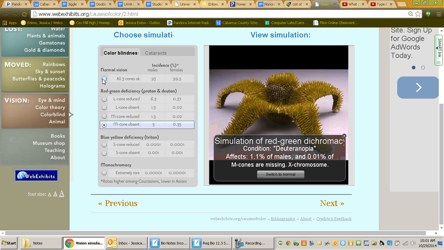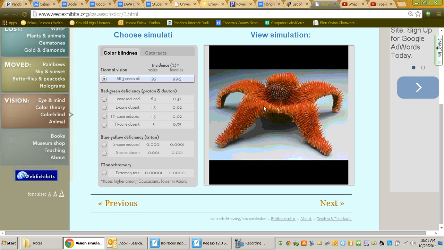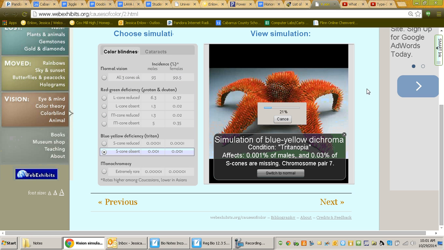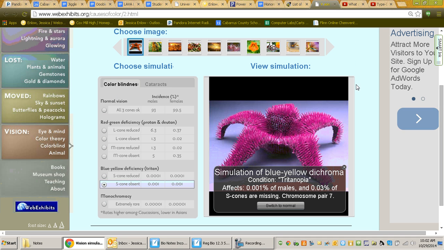Okay, so that's normal vision. So there's normal, all your reds, blues, and greens are working. If they have no blue, yellow, here's what they see. Wait for it. Sorry, these take a minute, because they have to alter the coloration of the pixels. So that's what it looks like if they don't have any blue or yellow cones. And that's kind of cool, actually, right? To see magenta everywhere.